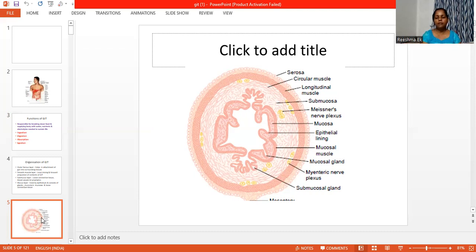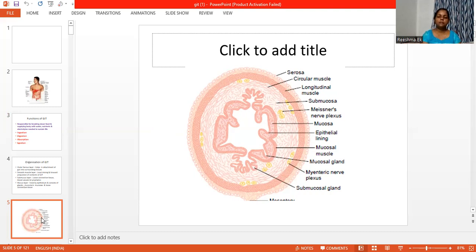In this diagram, you can see two types of nerve plexuses. They are the Meissner's plexus and the Myenteric plexus. The Myenteric plexus is otherwise known as Auerbach's plexus. The Meissner's plexus and Myenteric plexus are part of the local nervous system of the digestive system.